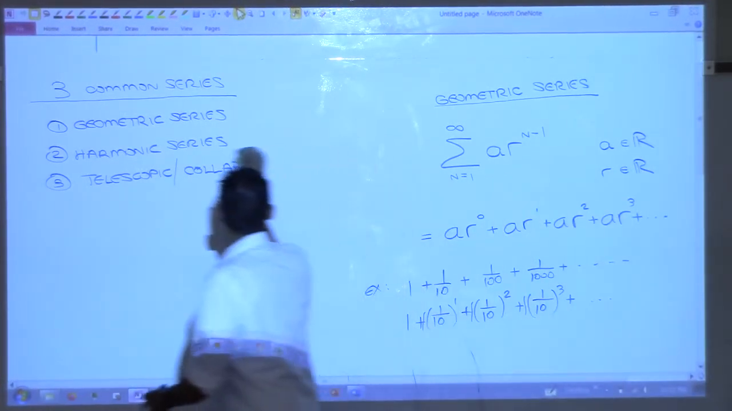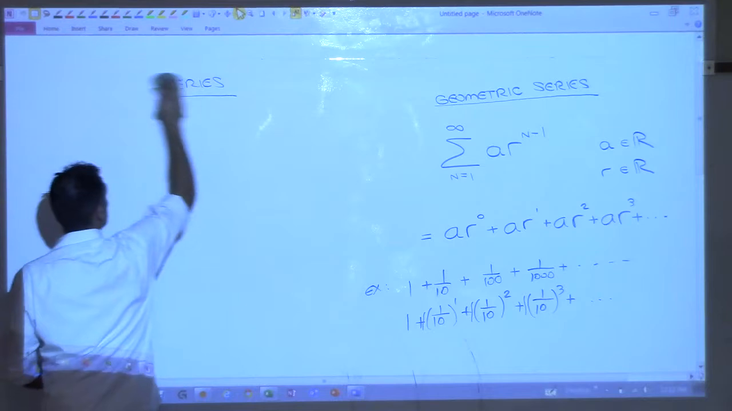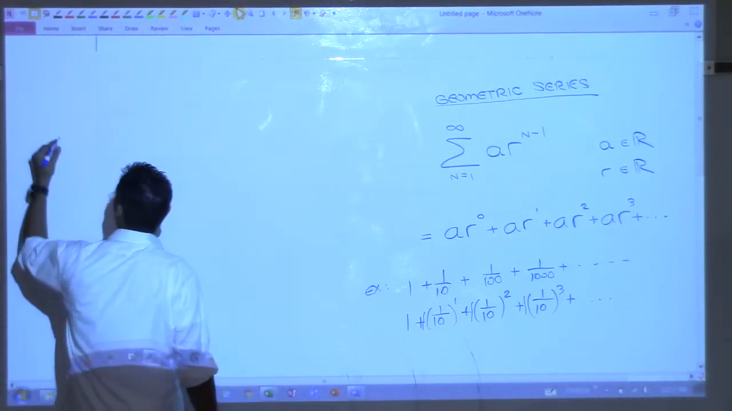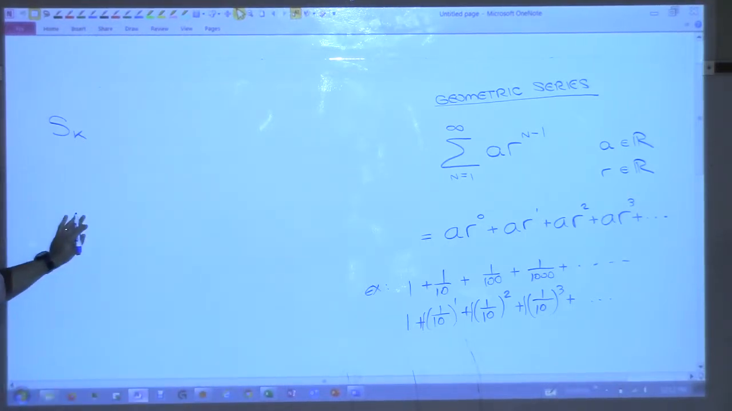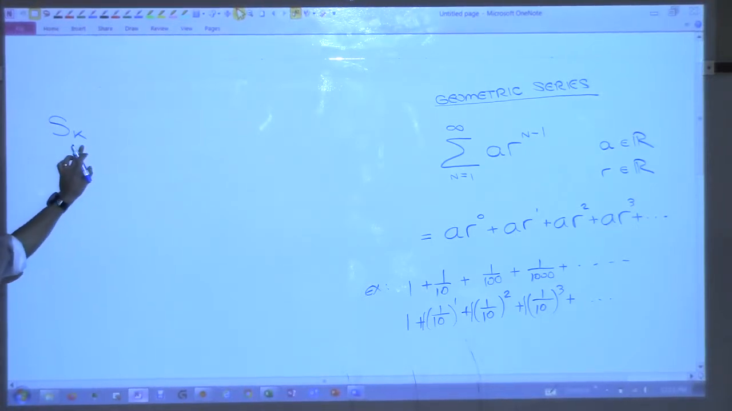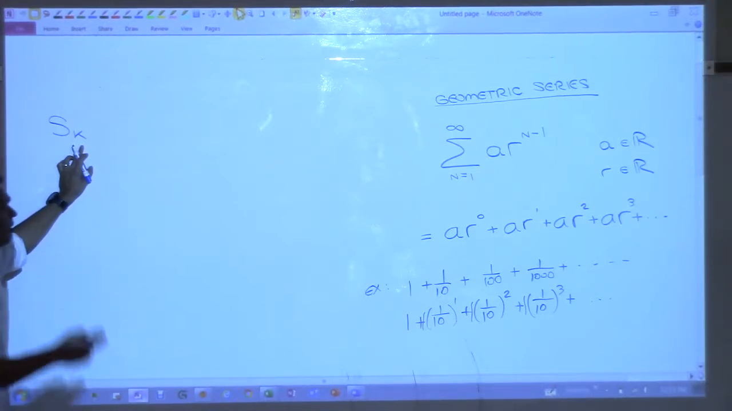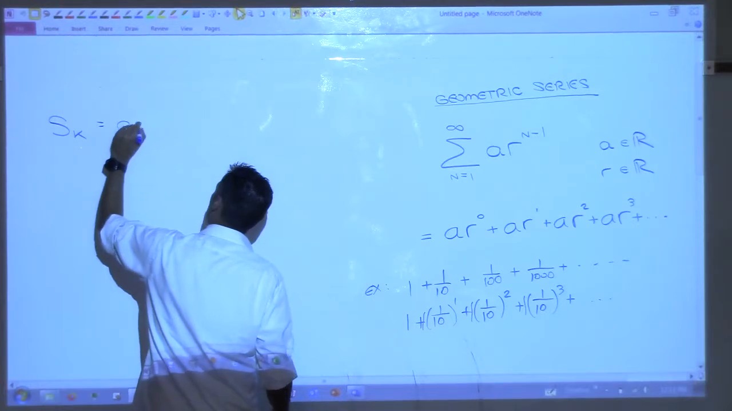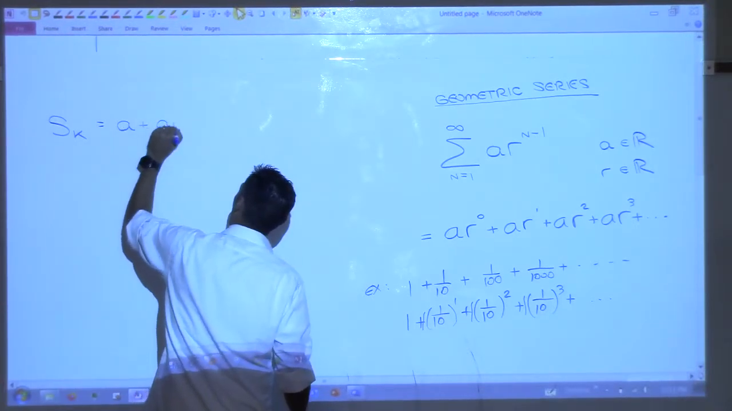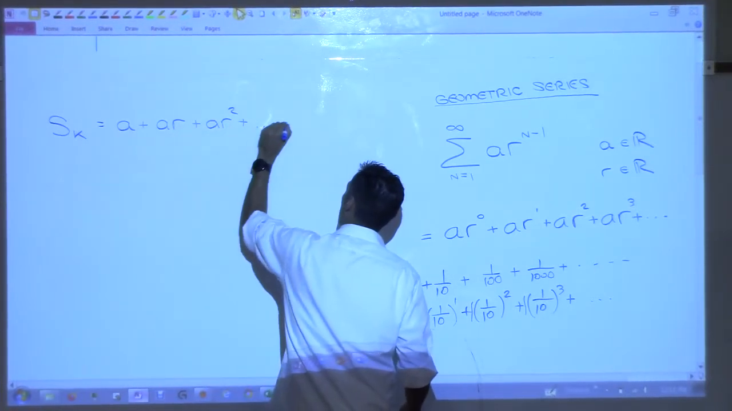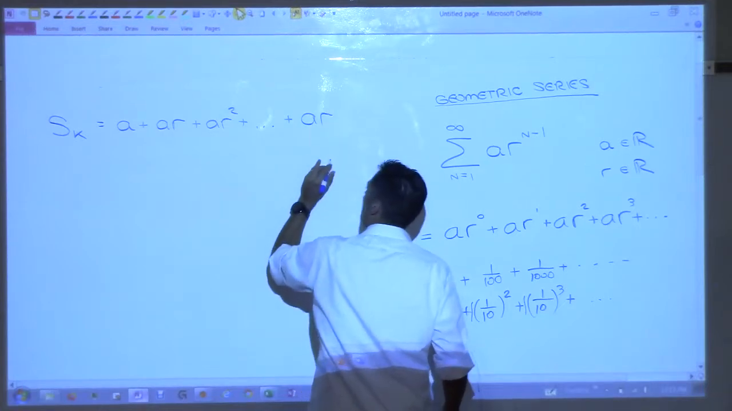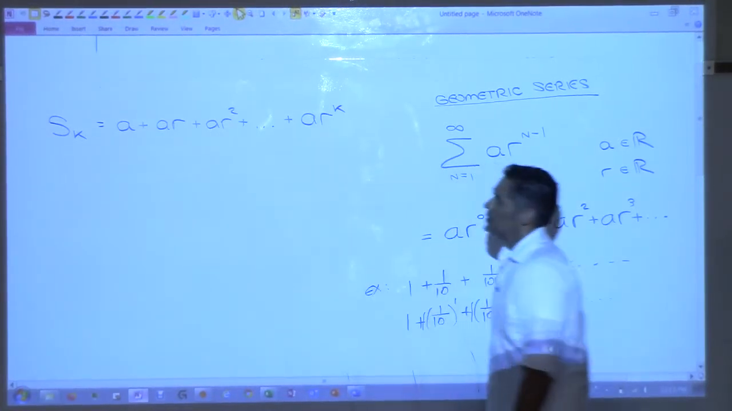So check this out. See if you like this or not. What I'm going to do first is this. I want us to look at S sub k. So what is S sub k by definition? A series, excuse me. Yes? It's the sum of the first k terms, right? So this is the kth partial sum. We defined that earlier. This would be a plus ar plus ar squared plus dot, dot, dot. Where do I stop? Ar to the k. All right.